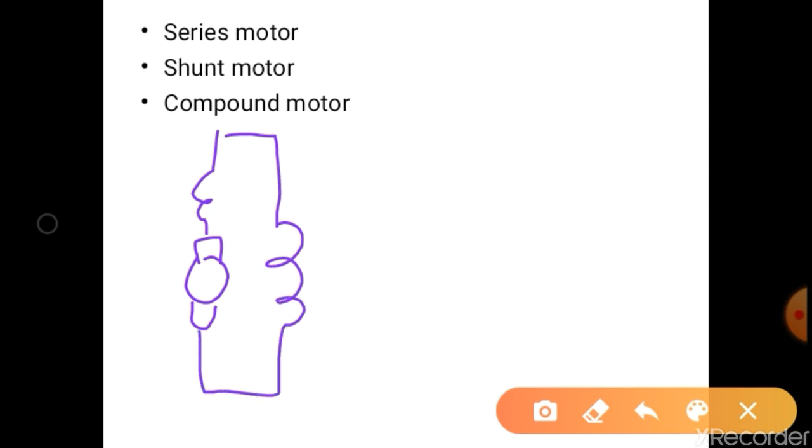So whatever current is flowing through this armature is equal to the current flowing through this series field winding. So where do we use these compound type of motors? There are a number of applications of compound motors. It might be rolling mills, mixers, etc.